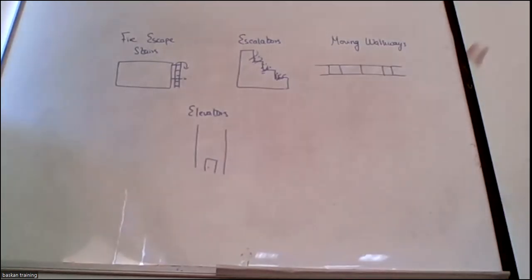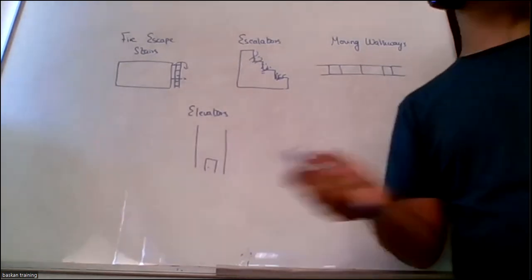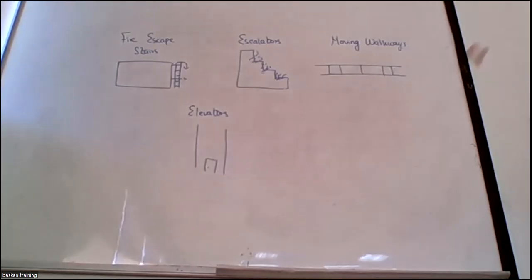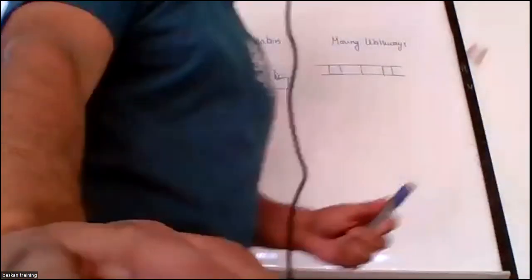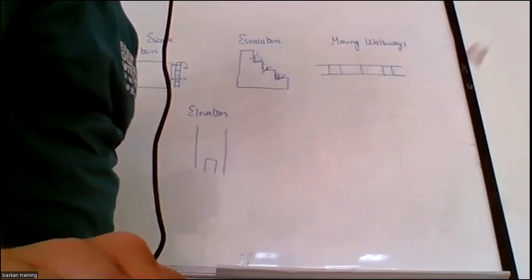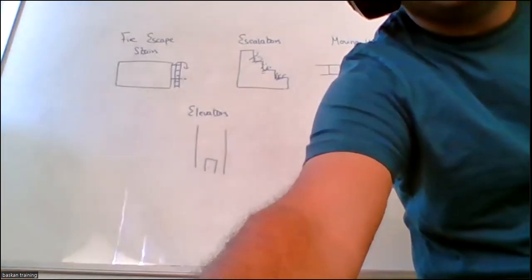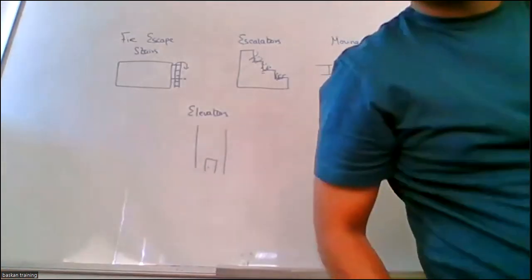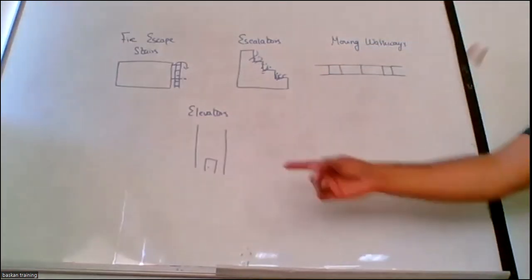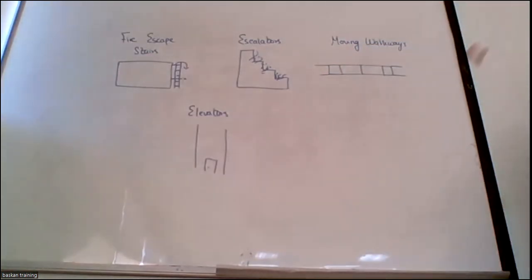Elevators are one of the fastest moving ways outside the buildings, but they are not considered as means of egress, right? Why? What are the reasons? Horizontal shafts, okay. Elevators have various reasons.